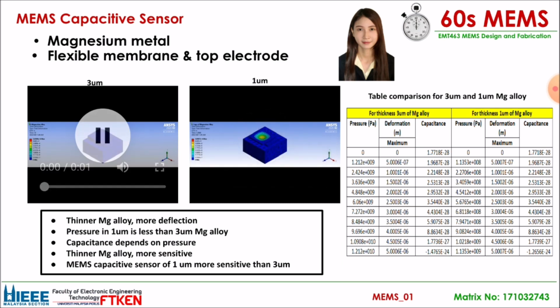Third, the capacitance is directly proportional to the pressure. Fourth, the thinner the magnesium, the higher the sensitivity. Lastly, the MEMS capacitive sensor with a thickness of 1 micrometer is more sensitive than 3 micrometer.